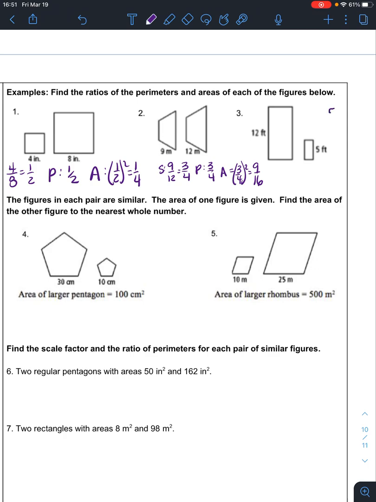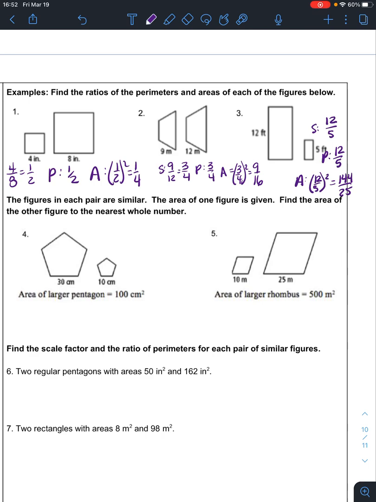Okay, same pattern. My sides are in a ratio of 12 to 5. Let me stay in the same left over right, 12 to 5. So that's my sides. My perimeter will have that same ratio. 12 over 5 doesn't reduce. So my area will have a ratio of 12 over 5 squared, which is 144 over 25.